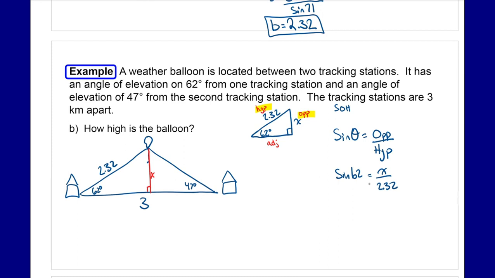When solving for a side, in this case we are going to bring the bottom up and multiply. So 2.32 times sine of 62 will equal our unknown side, or our height. 2.32 times sine of 62, and we get a height of 2.05 kilometers. So that is how high the balloon is.